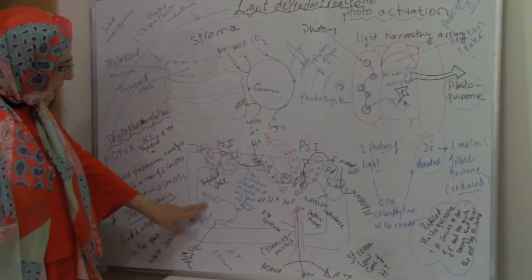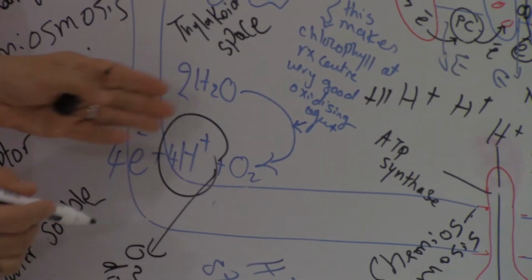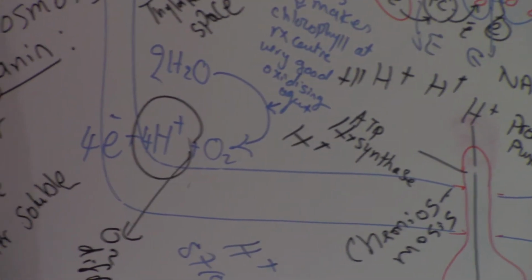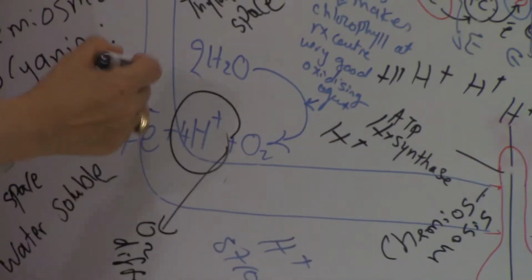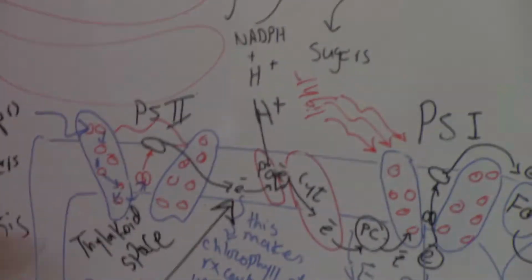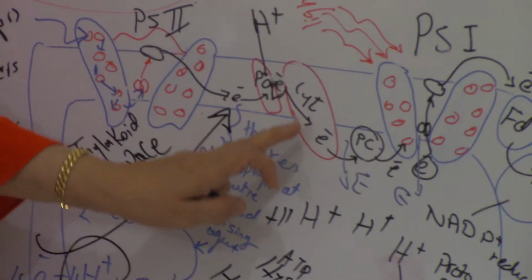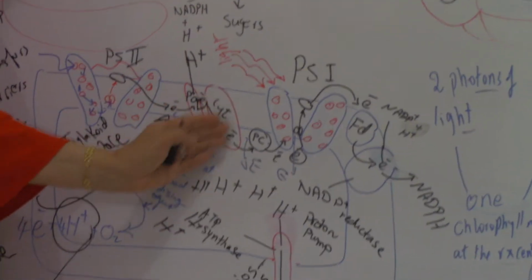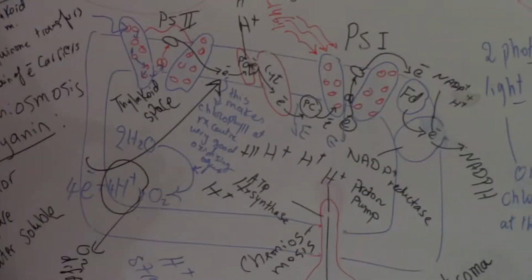So here, as a result of splitting of water, you can also see that protons will be produced, and they will stay here in the thylakoid space, while the electrons will go from one electron carrier to the next. So the electrons are going to move through a group of electron carriers. This is why we call this process the electron transport chain.